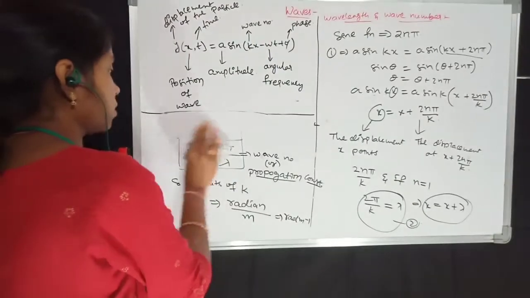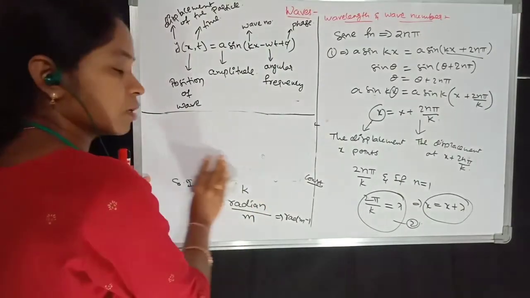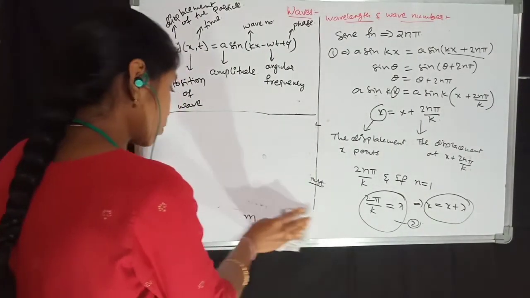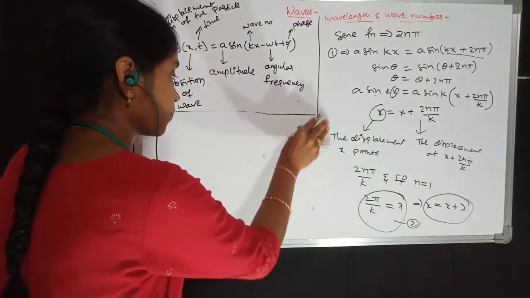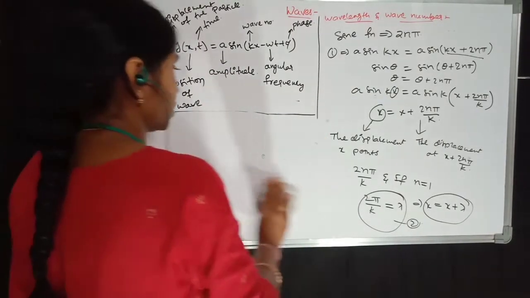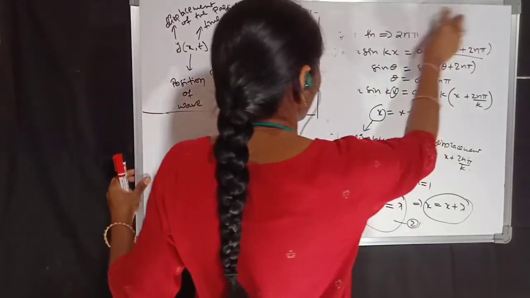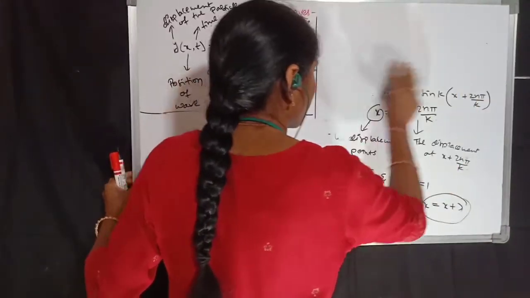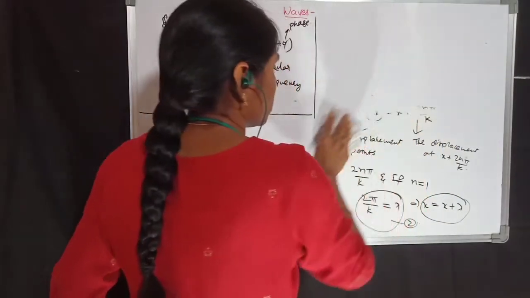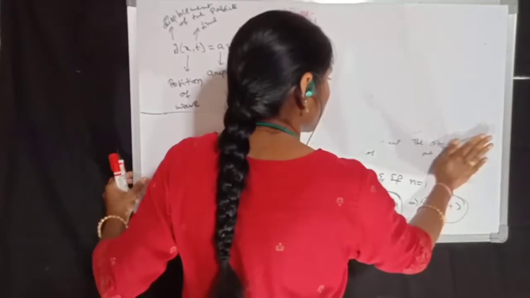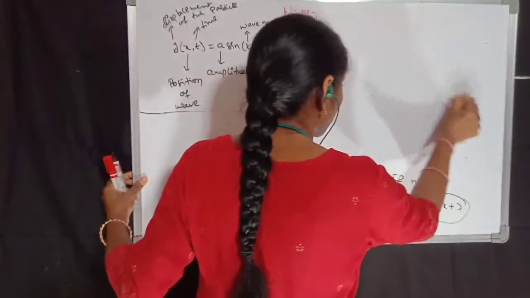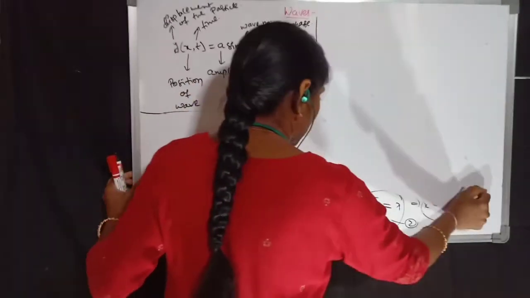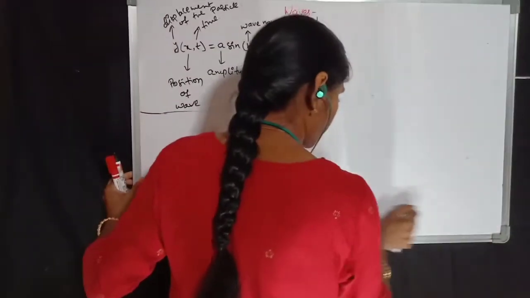And the next topic is, we are going to find out the time period, angular frequency, and frequency of a wave. Time period is nothing but the time required, the time taken by the particle to complete one oscillation.